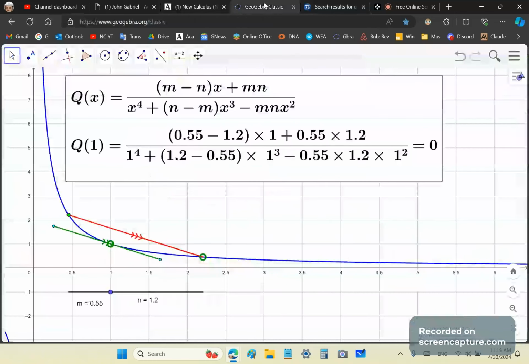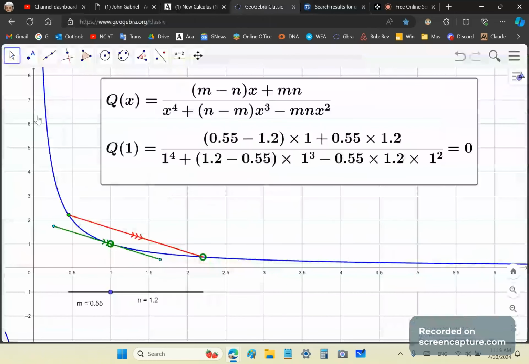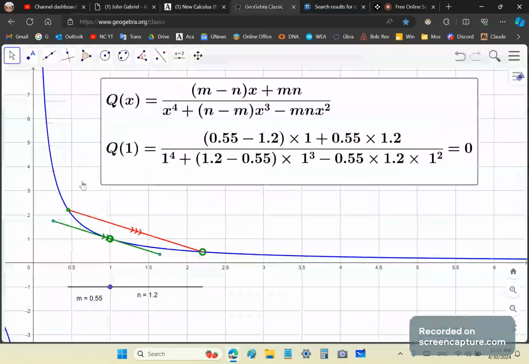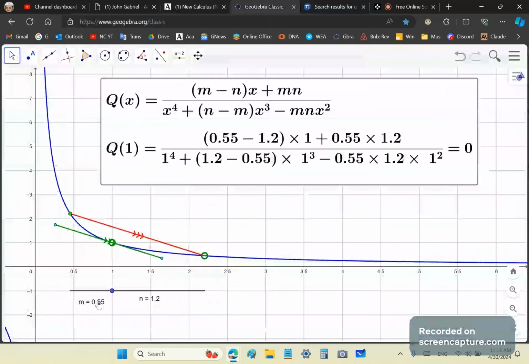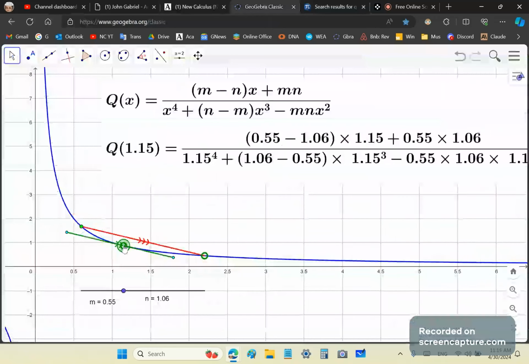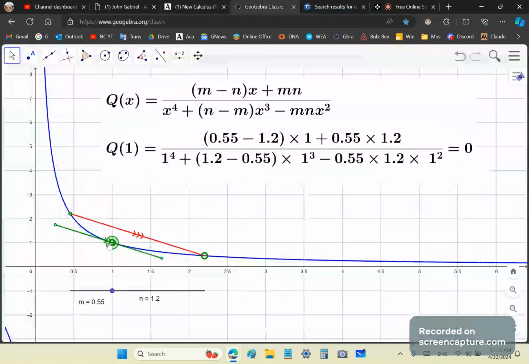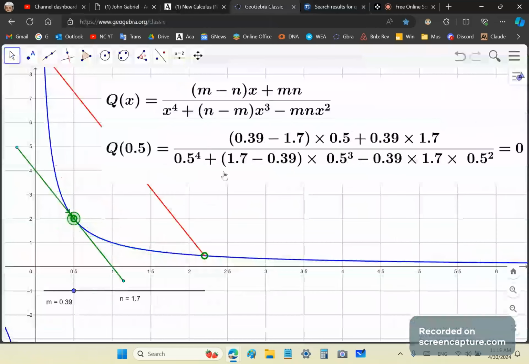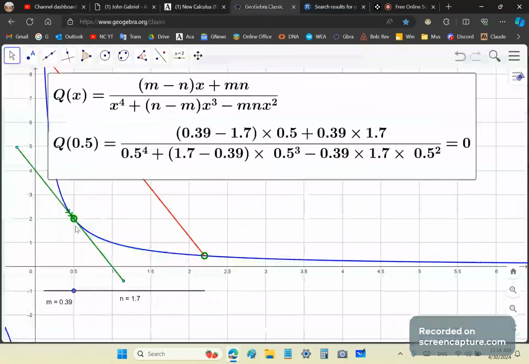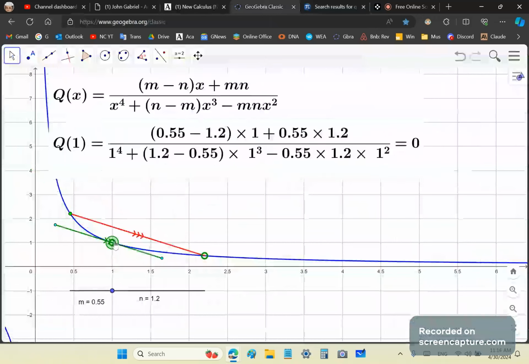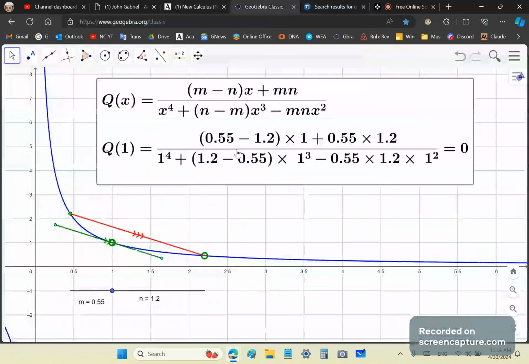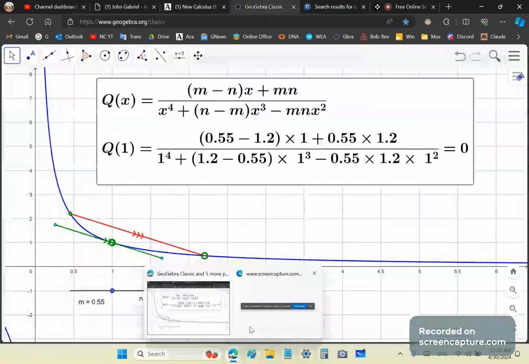Well, let's see. I've drawn the function 1 over x here, and I've drawn m and n, as you see at the bottom. I move them along, and notice, it doesn't matter how I move these along, the value will always be 0. So I know that that is the slope difference. And by the way, it's provable in the single variable new calculus. There's a proof of that, but that's neither here nor there.